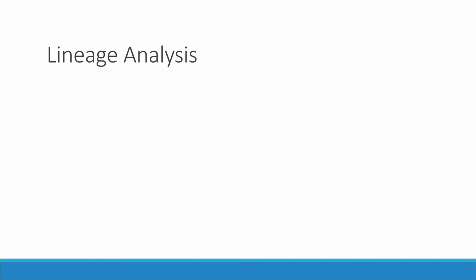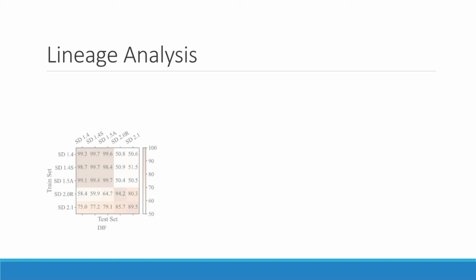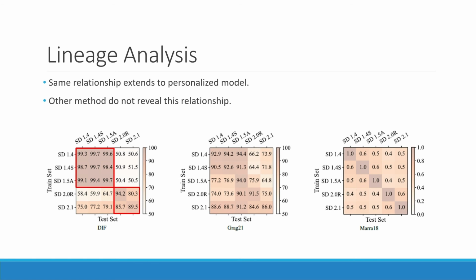Following this logic, we want to test the behavior of fine-tuned models. To do so, we take a set of Stable Diffusion fine-tuned models and we analyze their fingerprints via cross detections as before. From here, you may see that the relation stays. In addition, other detection methods do not reveal this useful information.